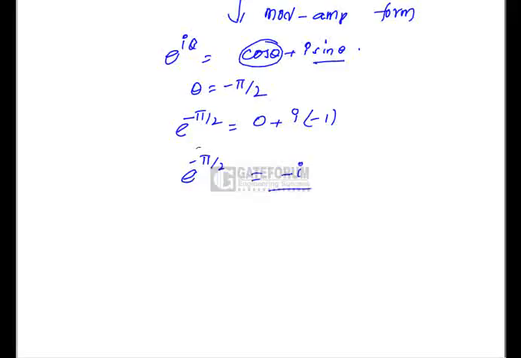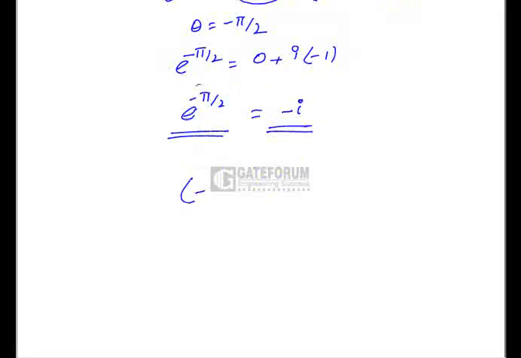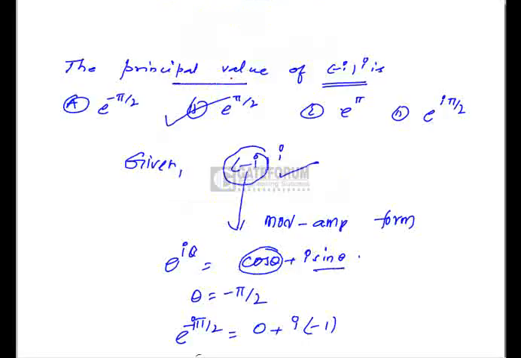So I'll replace this minus i with e power minus i pi by 2 in minus i power i, which is e power minus i pi by 2 whole power i, which equals e power minus i square into pi by 2, which can be written as e power pi by 2. This is nothing but the principal value of the given complex number. That is option B.